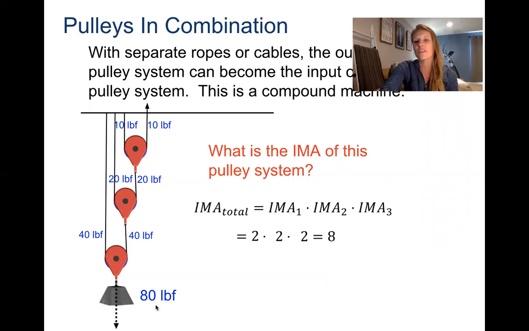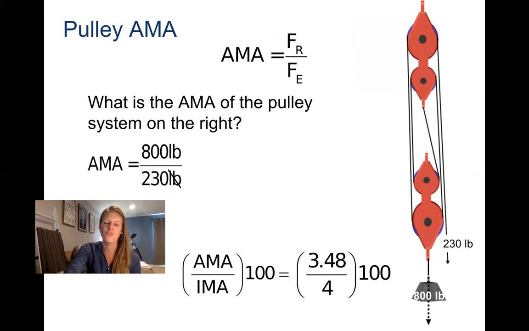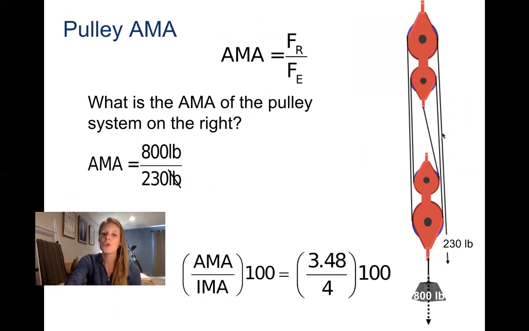It means that if you want to lift an 80-pound weight, you only have to pull up 10 pounds. Imagine how awesome that is when you're trying to move large material. Okay, here they're doing the actual mechanical advantage of a pulley system. They're using the same one we were looking at before, except it's an 800-pound weight. Here you have a mechanical advantage of 1, 2, 3, 4. Your IMA is going to be 4 strings.